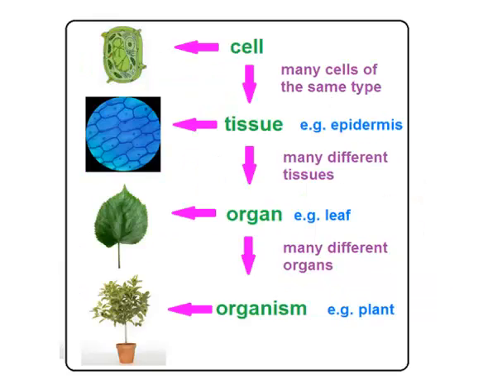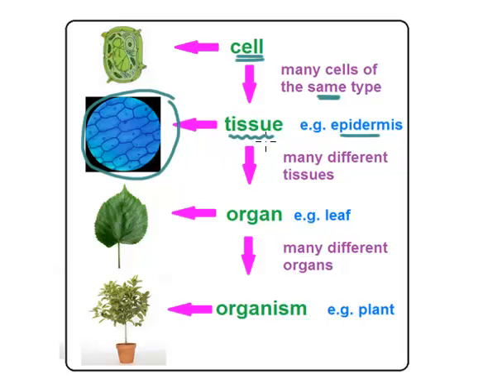This is a very important graphic. It shows you how levels of organization happen in a plant. We've already discussed that the cell is the most fundamental, basic working unit in an organism. Many cells of the same type group together to make a tissue. What you see here is an example of epidermal tissue. That is the tissue that covers the outermost layer of all plants.